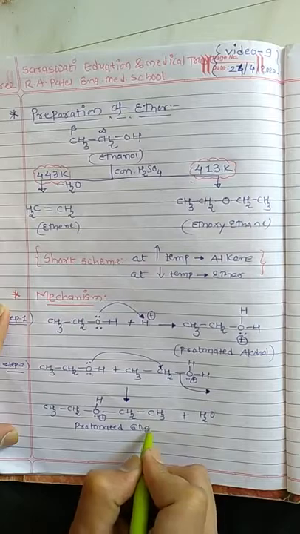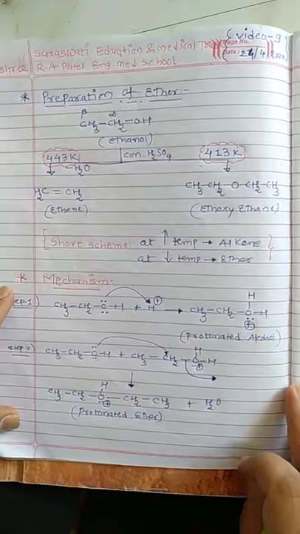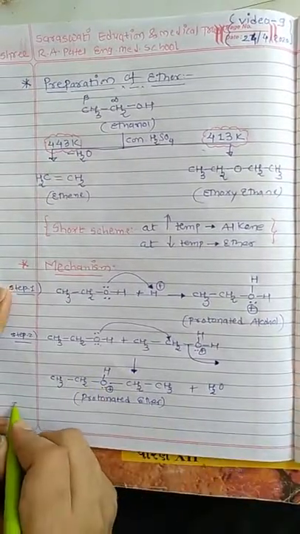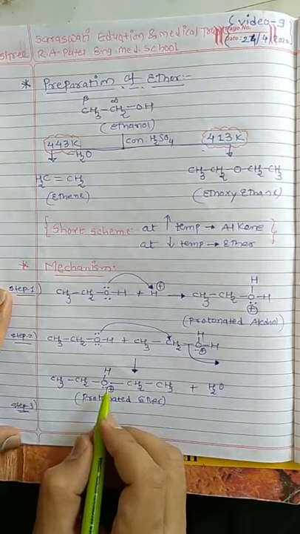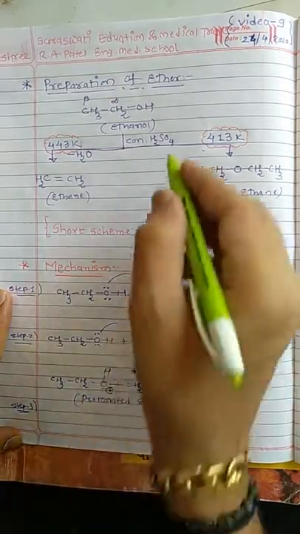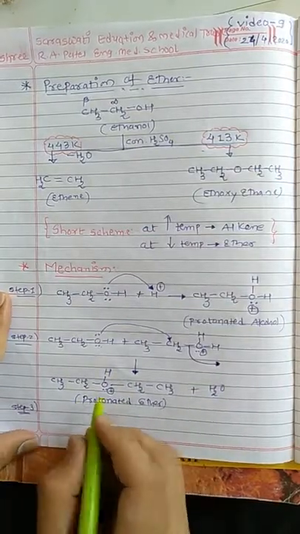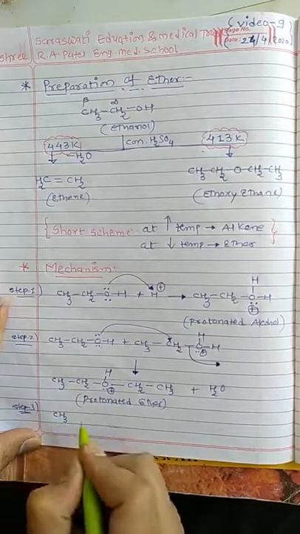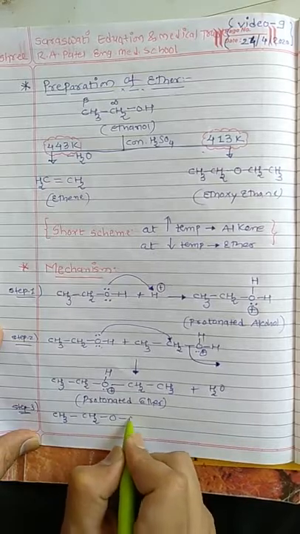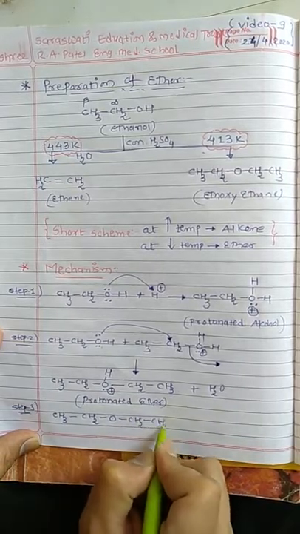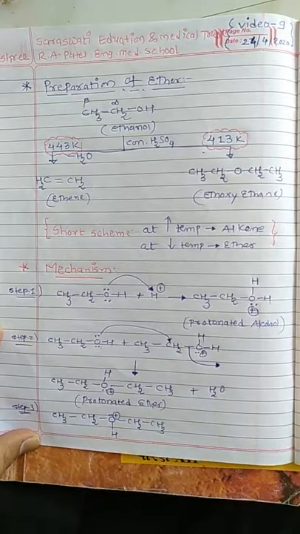So in step number 2 we will get protonated ether. In the last step, step number 3, this protonated ether reacts with excess acid, which loses an H plus atom to form ether. So we will write CH3 CH2 O CH2 CH3, having hydrogen, a non-bonding pair of electrons on oxygen, and a positive charge.